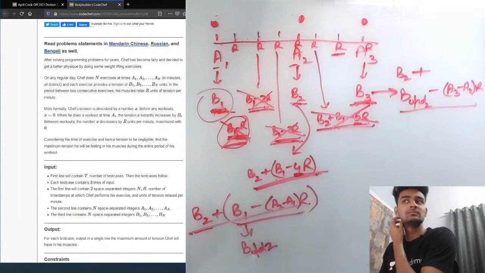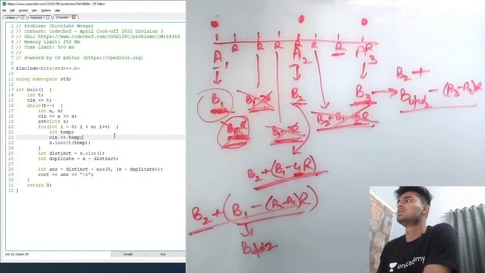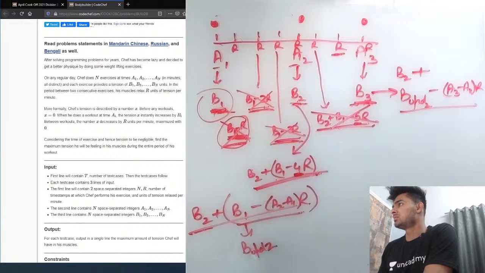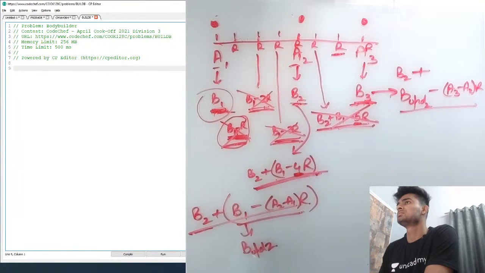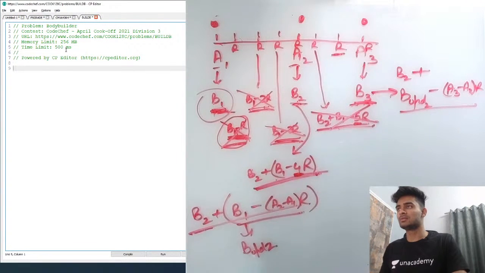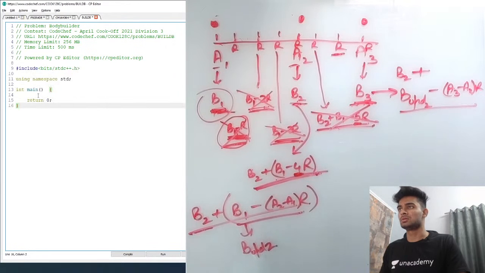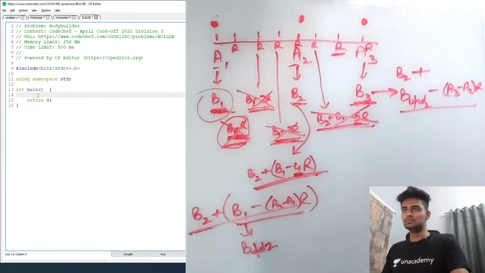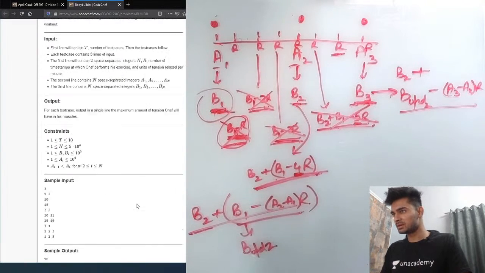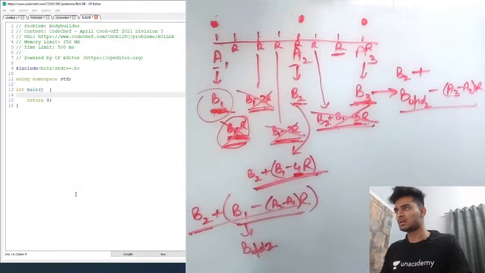Let's quickly code this up as well. I'll parse this problem. We'll just take this and have it here. So the input is something like: we have t, then we have n, then we have r, and then we have an array.